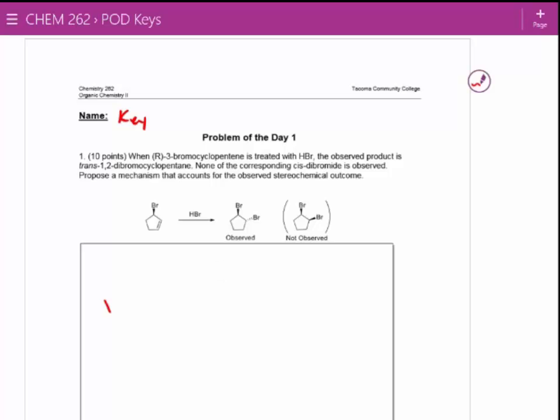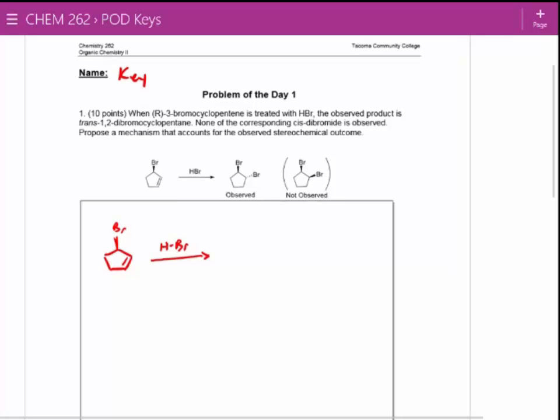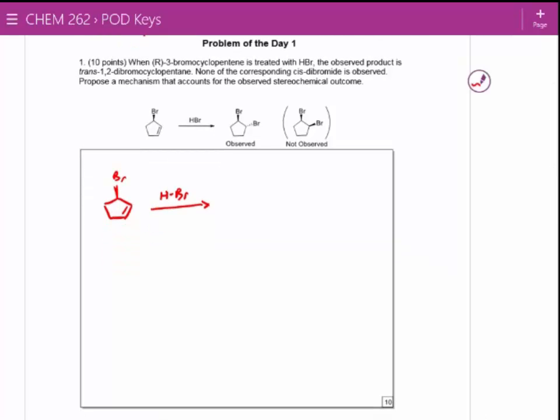So let's redraw this out. And stop me if you have any questions or if it doesn't make sense. And we've got hydrobromic acid here. So the first step is the double bond will attack that proton and kick off bromide.